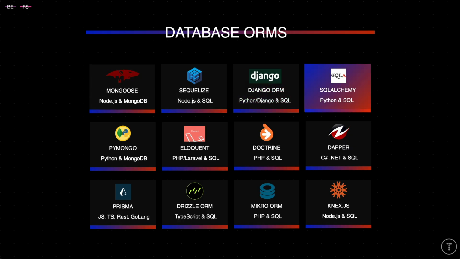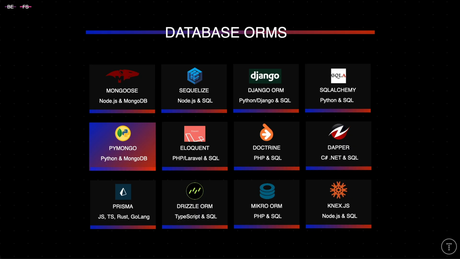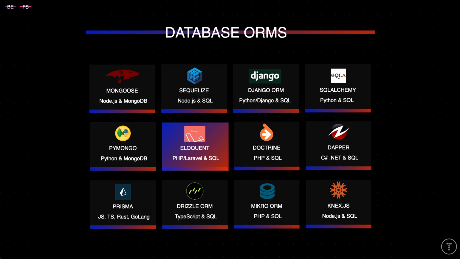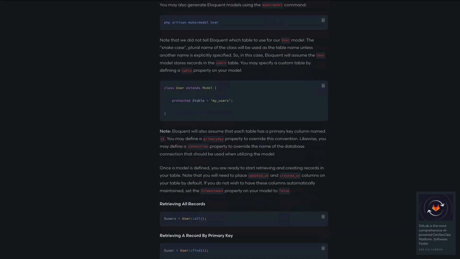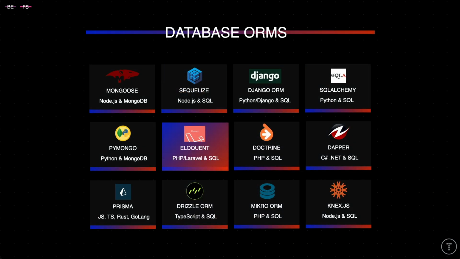SQLAlchemy is an ORM for Python that supports the same databases that Sequelize does, and it basically works the same way, except it's for Python, and you can use it with Django, Flask, or any other Python framework. And PyMongo, I don't know if I said this, but most of these are for relational databases, except for Mongoose, and then you also have PyMongo, which is an ORM for MongoDB and Python. So similar to how Mongoose is to Node.js. Then Eloquent is an ORM for PHP that's used with Laravel. And I really like Eloquent. I think it's very eloquent and it's very easy to use. It has a very clean syntax, well documented.